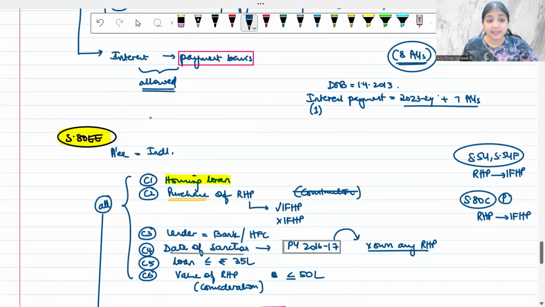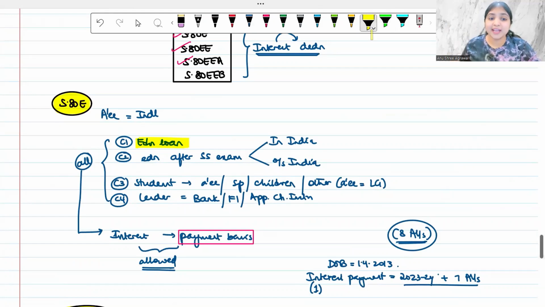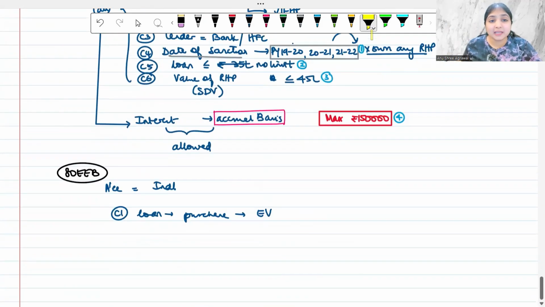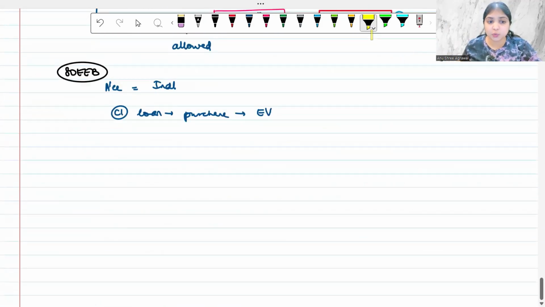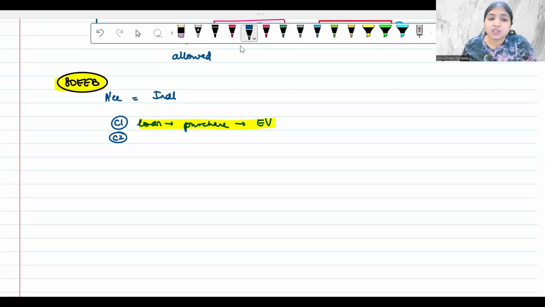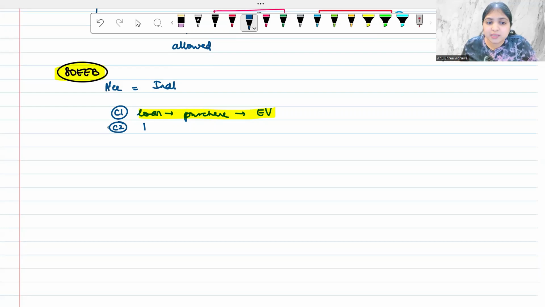In 80E, my assessee had borrowed an education loan. In 80EE and EA, assessee had borrowed a housing loan. In 80EEB, assessee is borrowing a loan because he wants to purchase an electric vehicle. We're talking about electric vehicle loan. Okay, condition number 1. Condition number 2, when was the loan sanctioned?